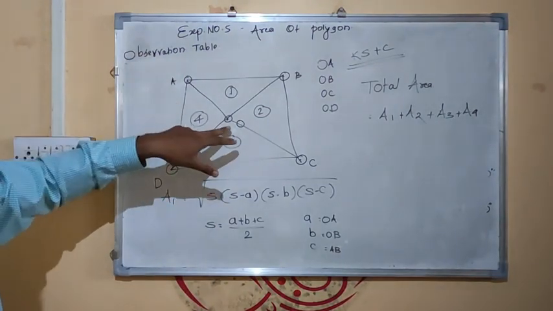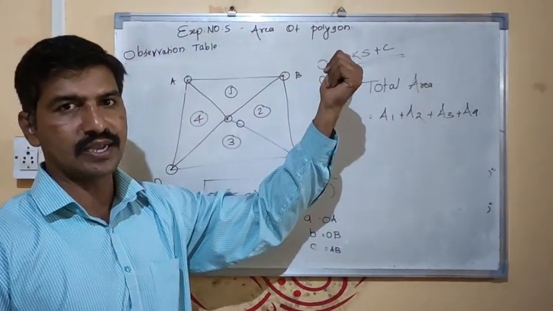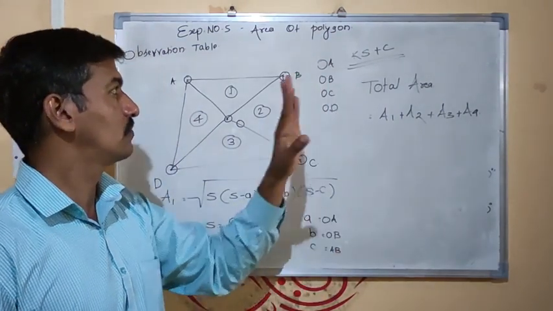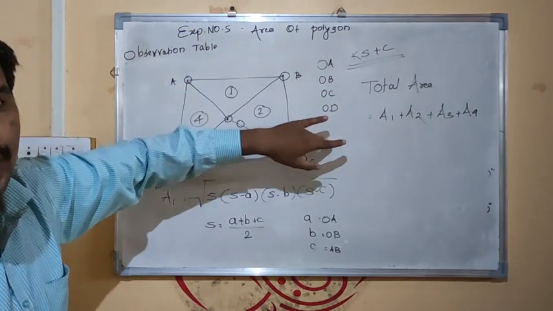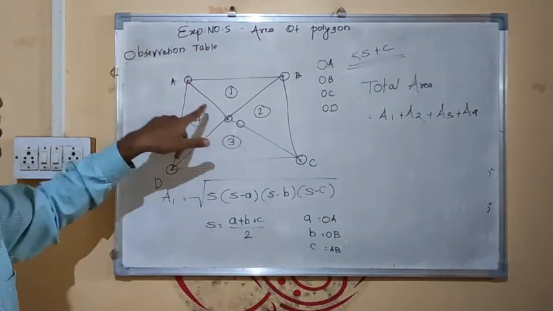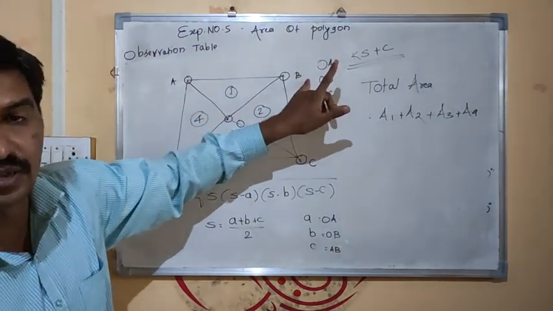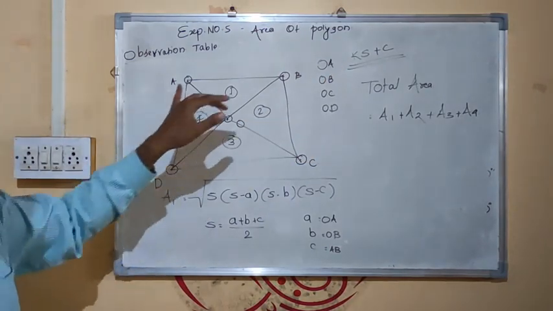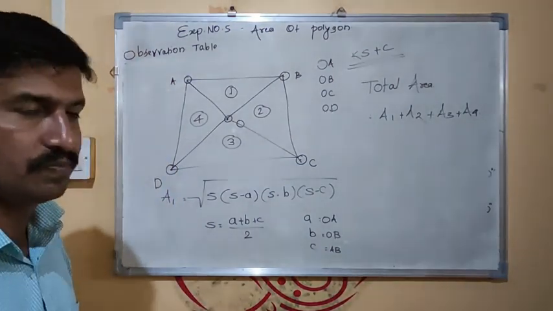So OA, OB, OC and OD can be found out by K S plus C, where K is 100 and S will be equal to your top hair reading minus bottom hair reading. So I have found the distances OA, OB, OC and OD. Next, if we know the 2 sides of a triangle, OA and OB, how to find out the third side? For which, again, I have given you the cosine rule.